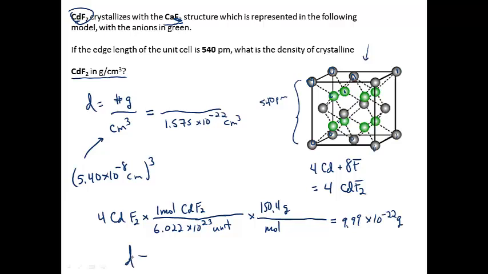So therefore, the density is equal to 9.99 times 10 to the minus 22 grams divided by 1.575 times 10 to the minus 22 centimeters cubed, and that is 6.36 grams per centimeter cubed. And that is that.